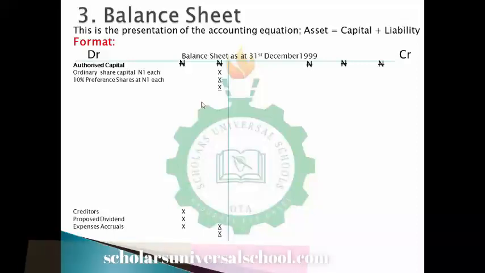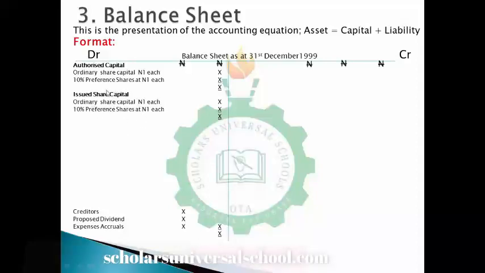Now, when we talk about the capital structure in company accounts, don't forget I mentioned that we have authorized capital, that is the amount of capital that is stated in the memorandum of association. For the authorized capital, usually it has to be balanced, because you are not selling anything out of the authorized capital. The part that you are selling is what we call the issued share capital. I believe you still remember that it is the part that the public can come to subscribe to.